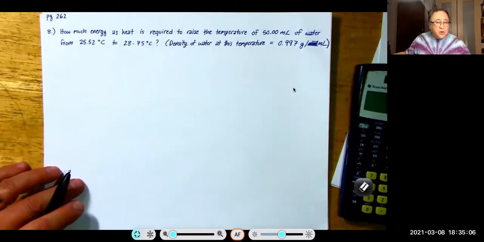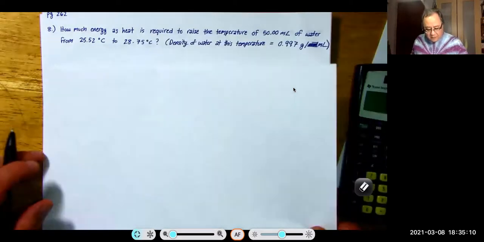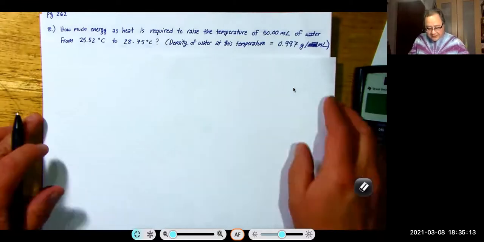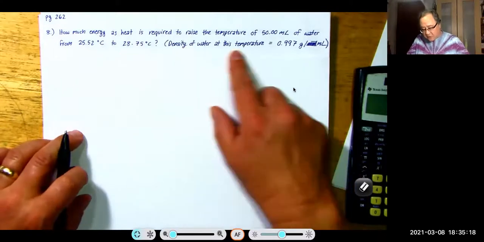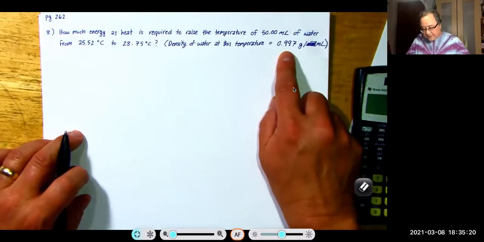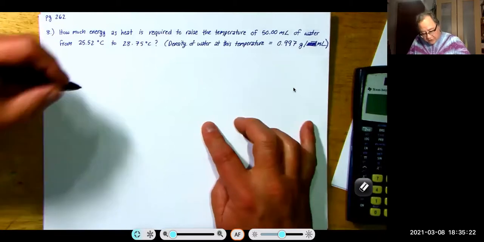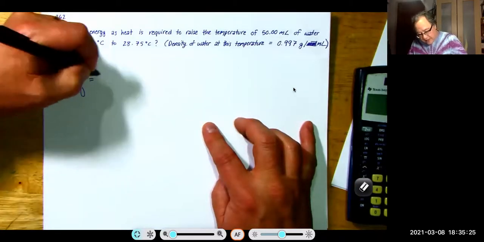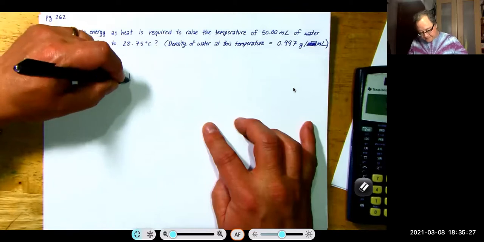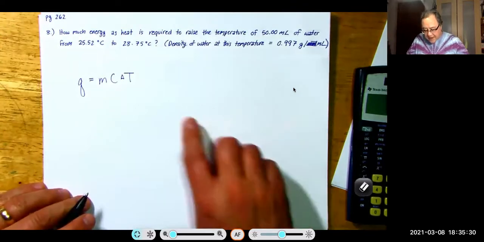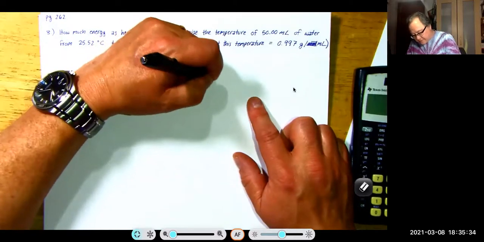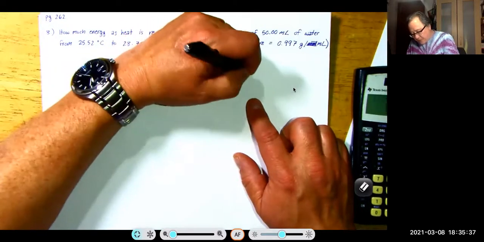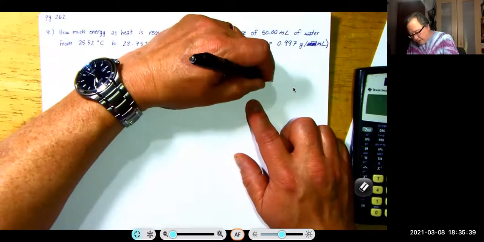How much energy is required to raise the temperature of 50 mL of water from 25.52 degrees Celsius to 28.75 degrees Celsius? The density of water is 0.997 grams per milliliter. So we're going to use that formula. Q is equal to MCAT. So what is the mass of water? Well, the mass is going to be 50 milliliters times 0.997 grams per milliliter.